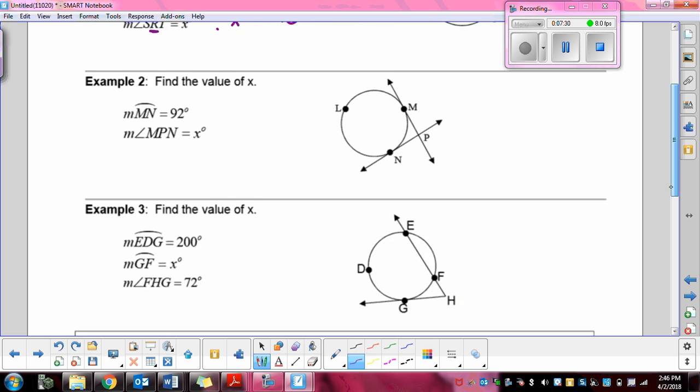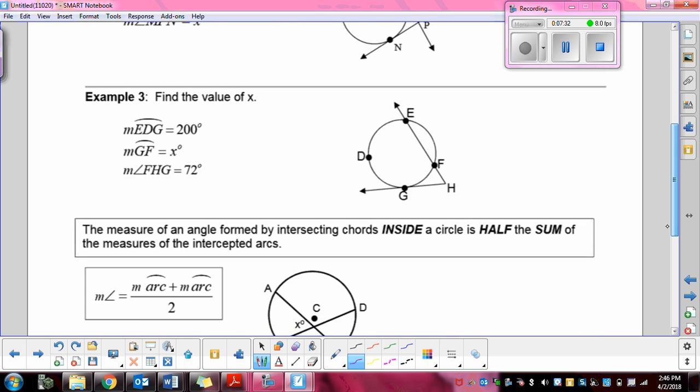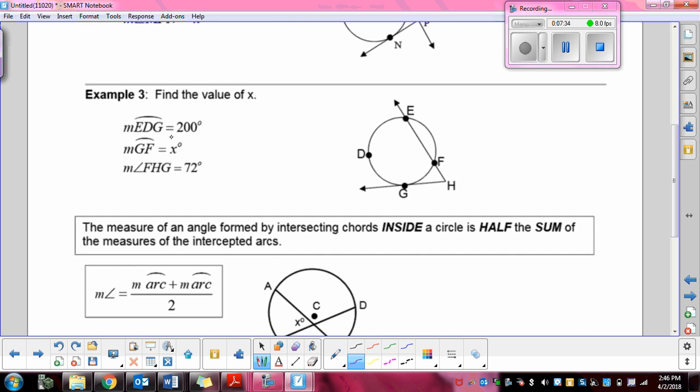You guys can try these out. This one, they're asking you for an arc. I'm going to show you this one. So it says if arc EDG, this is my big arc, they give you that, is 200. And my small arc, FG this time, is x this time. And my angle, angle FHG, is 72. So this angle right here is 72.